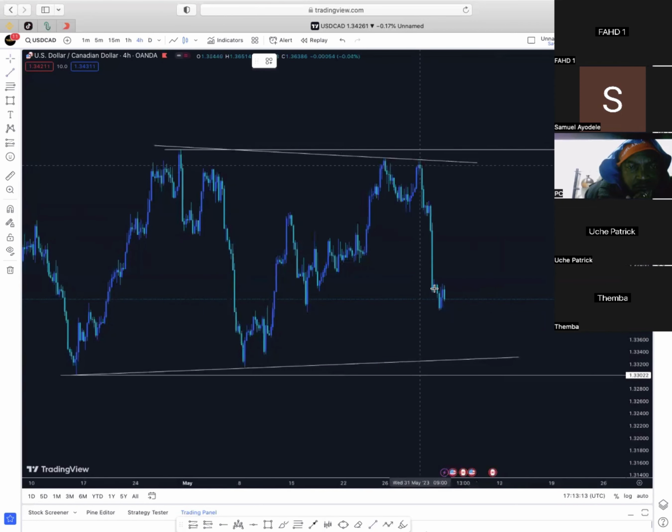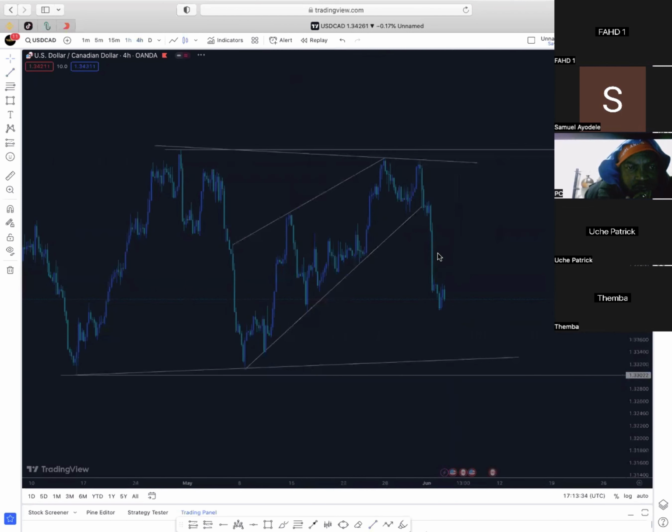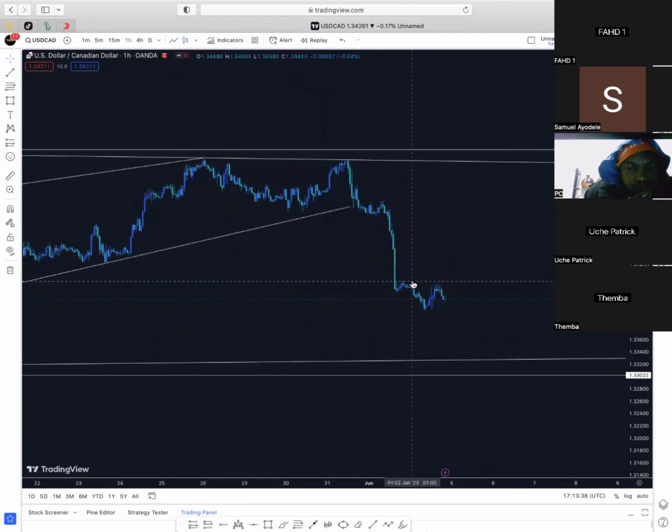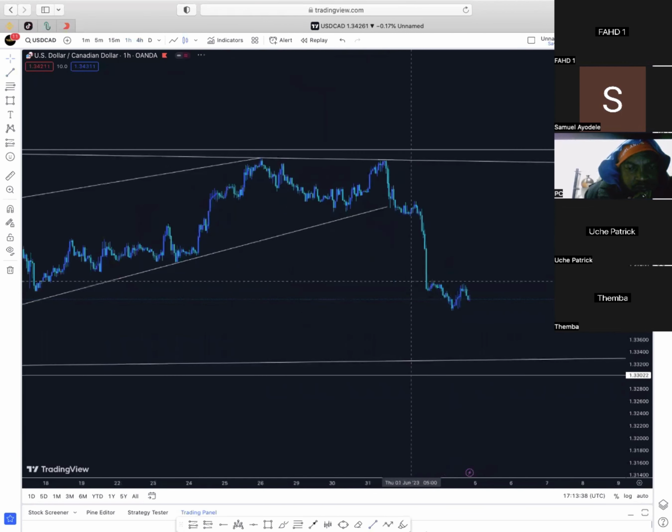So that's it. We're looking to short. This is the directional bias on USD CAD. I think even if I go down, it's not really going to be a lot of information because it was a news impact and it was a very big run. So USD CAD, we are looking to sell. Please take note.